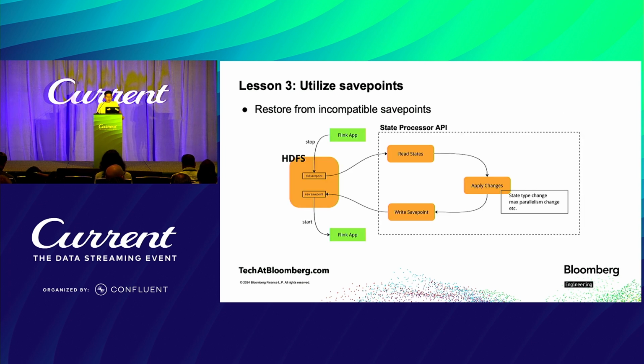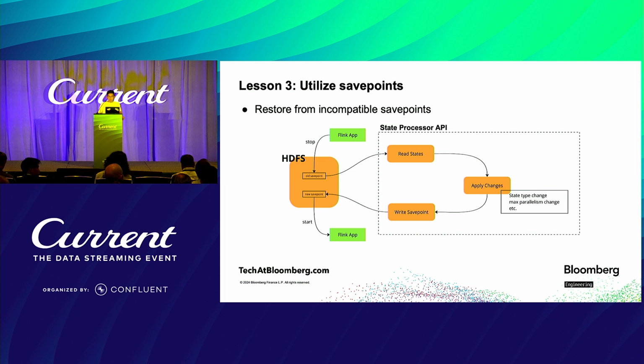So far we've had 4 use cases for using state processor API. The first one is to restore from incompatible save points, right? So here, let's assume we have a Flink application that we want to make a backward incompatible change, right? So the process looks like this, right? So we first start by stopping this application with a save point.